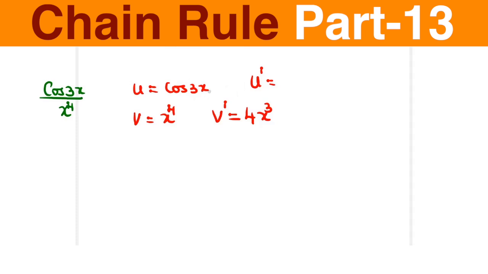Treat the 3x as t. So it looks like cos t. Differentiation of cos t is minus sine t. So minus sine 3x followed by differentiation of 3x, which is 3. Now I can beautify this and write this as minus 3 sine 3x.